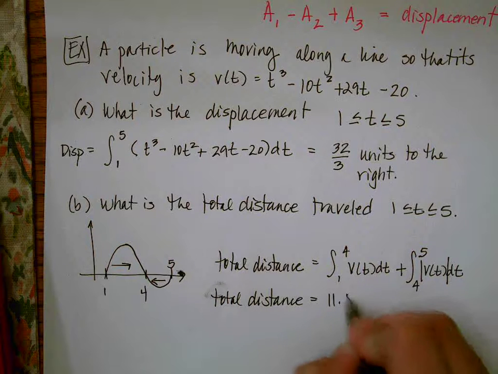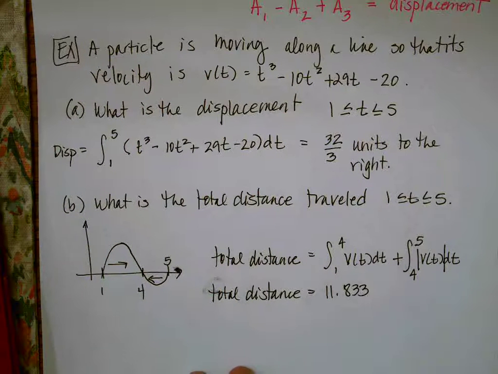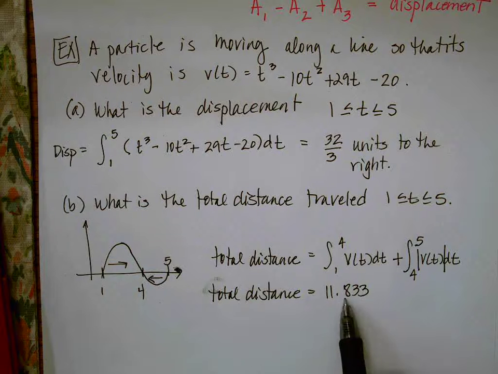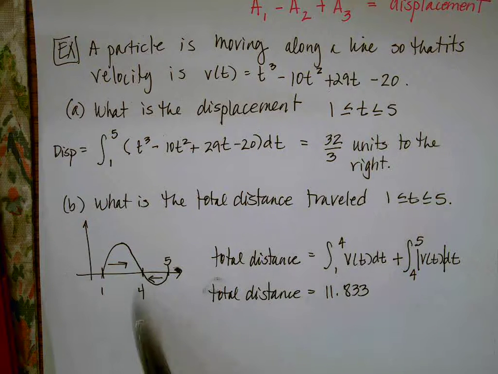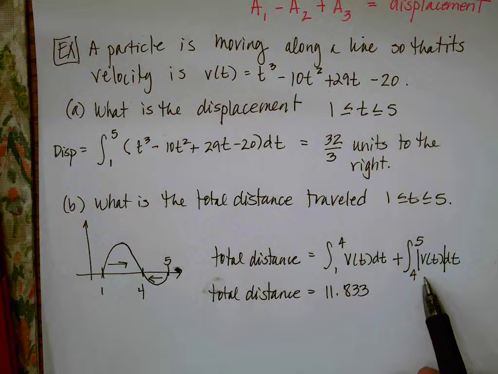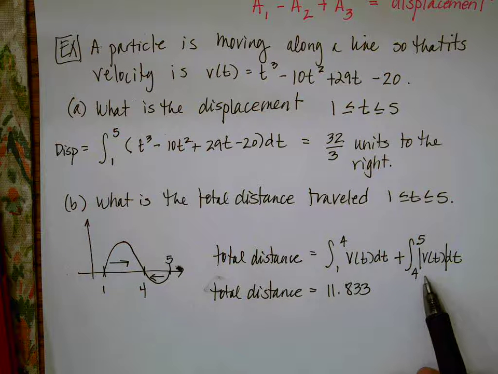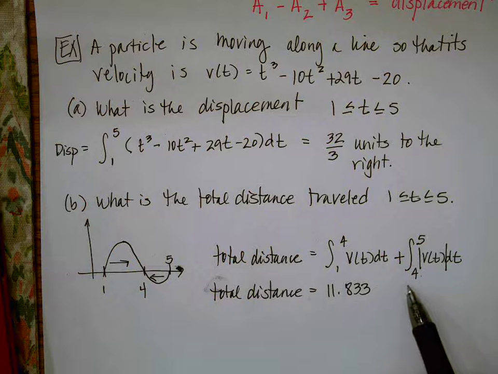So my total distance is 11.833, and it's greater than the units that I traveled from my displacement. Let me just check and make sure I did my math right. 32. Yep. So my total distance traveled is greater than my displacement because I traveled to the right and then I traveled to the left. And by making this be the absolute value, then that manages my total distance. So I include what I did from the positive direction and what I did from the negative direction.